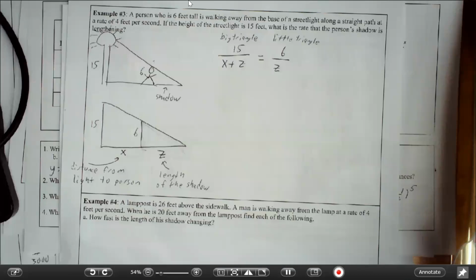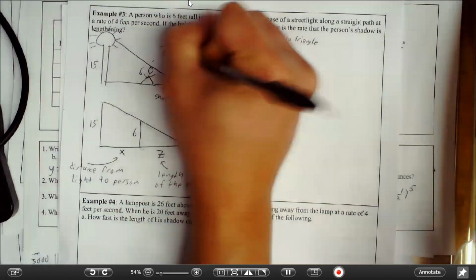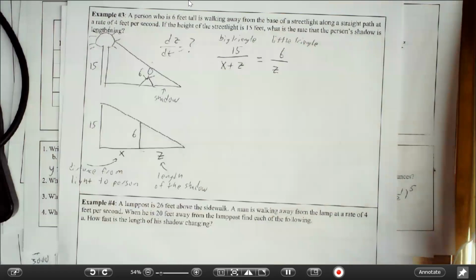Now, first, before we start solving this equation, what are we looking for here? Let's go back to the question. The rate that the person's shadow is changing. What variable did we call the shadow? Z. So now what we're looking for in this problem is dz dt, right? That's our question mark.